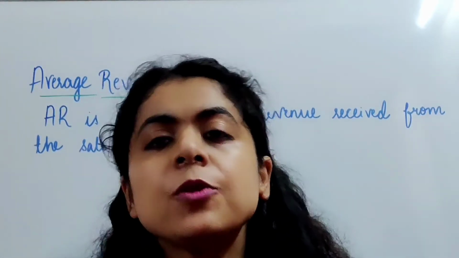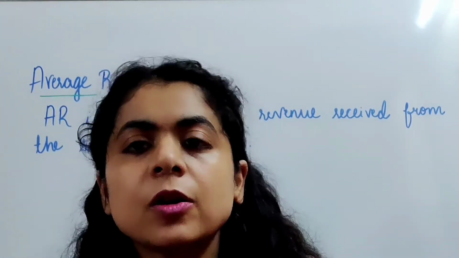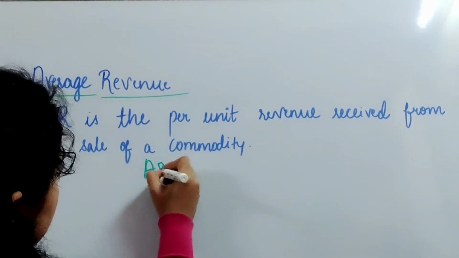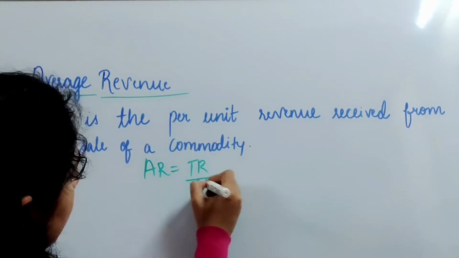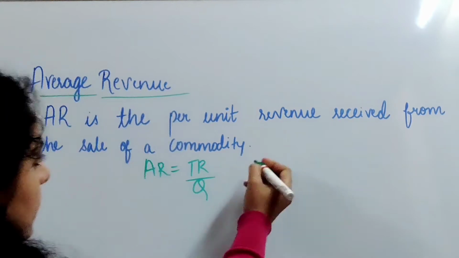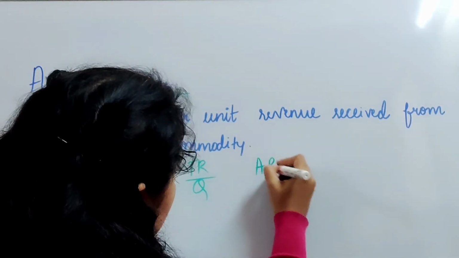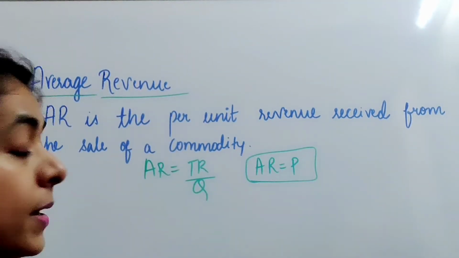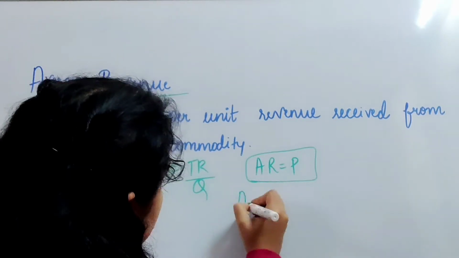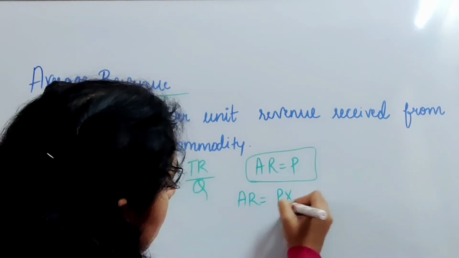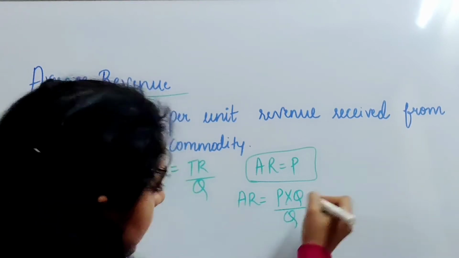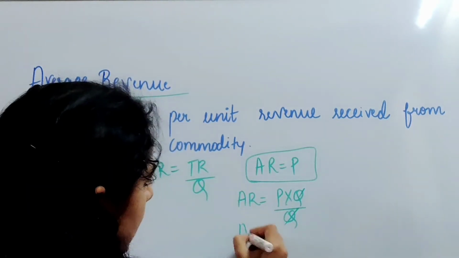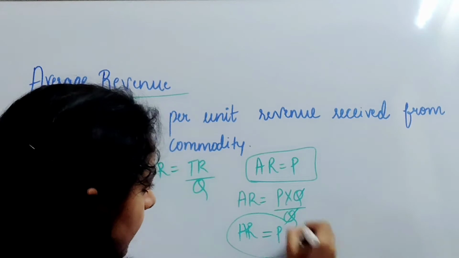Average revenue. Average revenue is the per unit revenue received from the sale of a commodity. We can represent average revenue as TR divided by number of units of output sold. In fact, AR is also equal to price of the product. Since AR is TR divided by number of units of output sold, we can also represent TR as price into quantity divided by units sold. So AR we can write it as price.